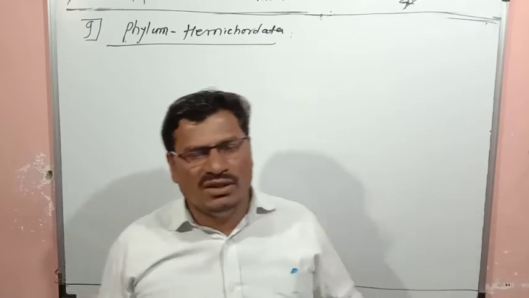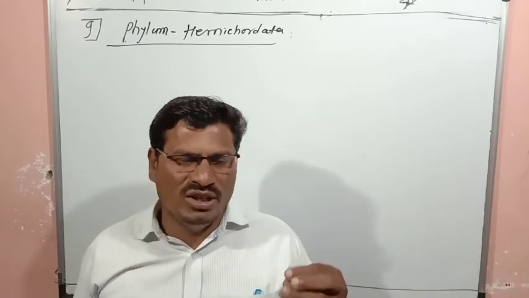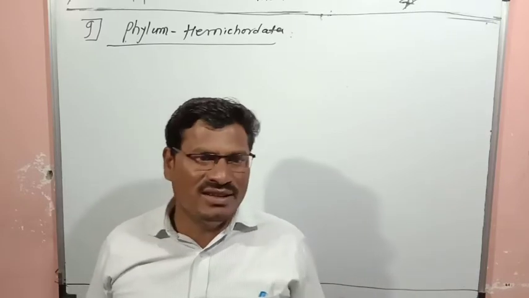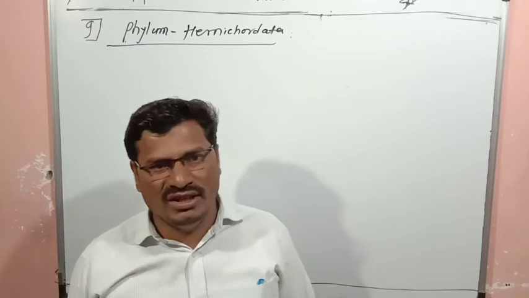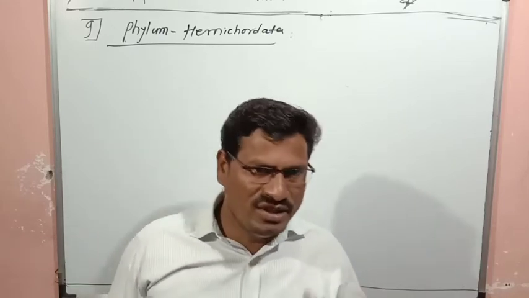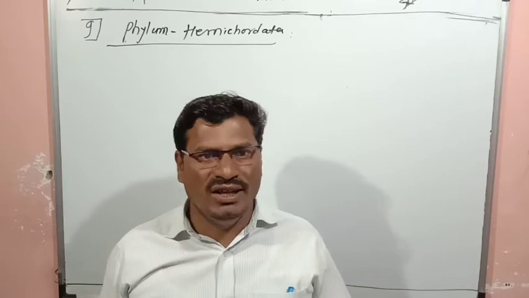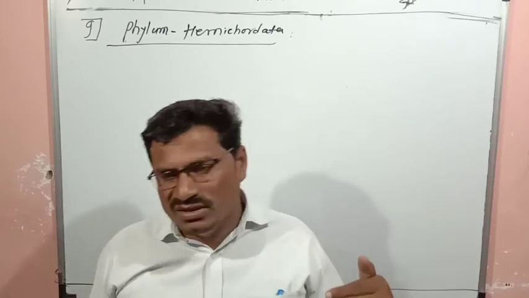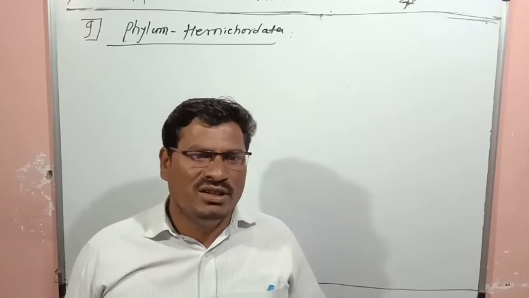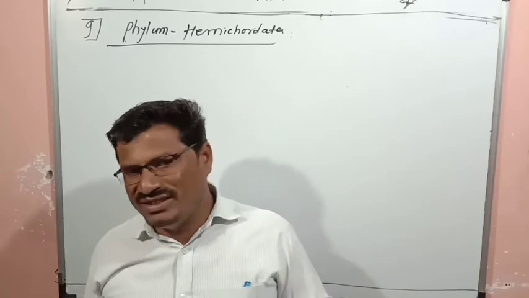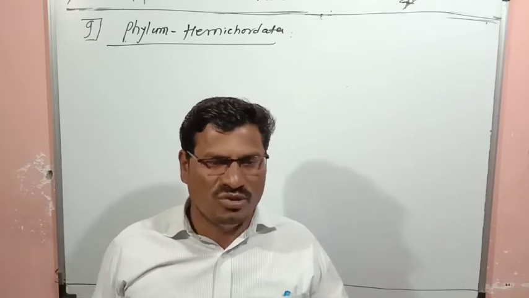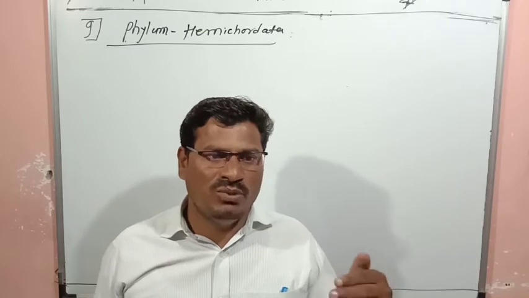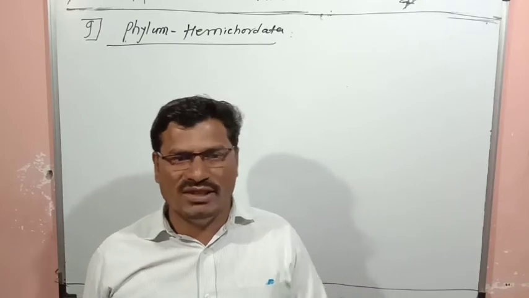First thing is the body of the Hemichordata animals. It is divided into 3 parts. Which 3 parts? These parts are the proboscis, collar, and trunk. Second point: notochord is present only in the proboscis region, so they are called Hemichordata.